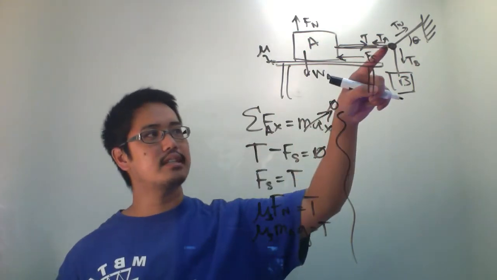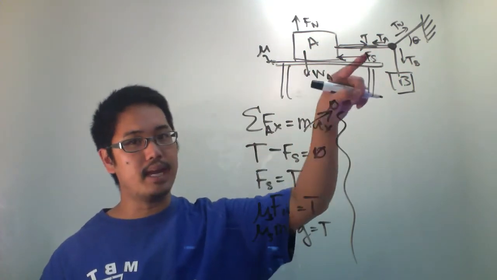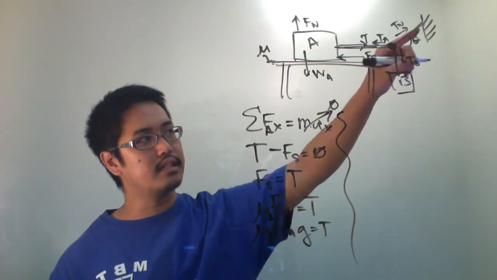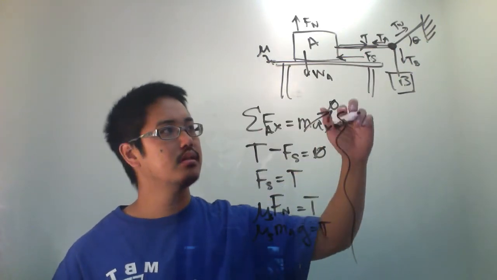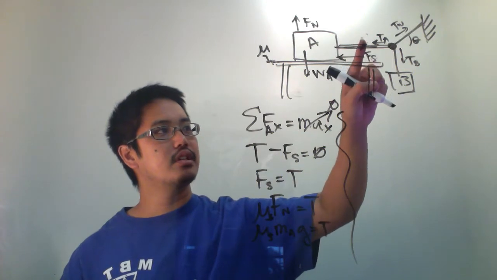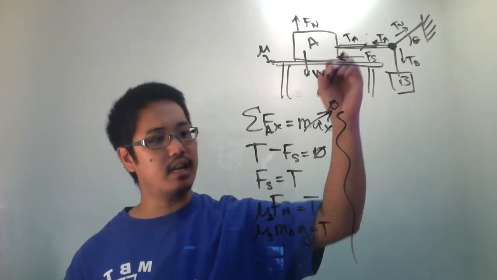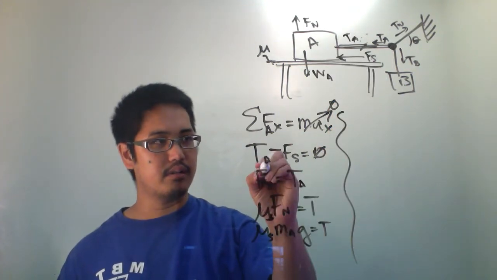TA stands for the tension in rope A, this is the tension in rope B, and this is the tension with the wall. So this first tension that we were talking about was TA. So I'll put a little A over there.